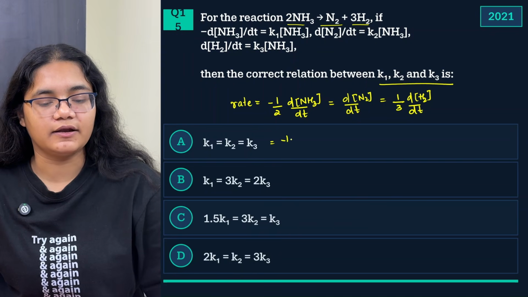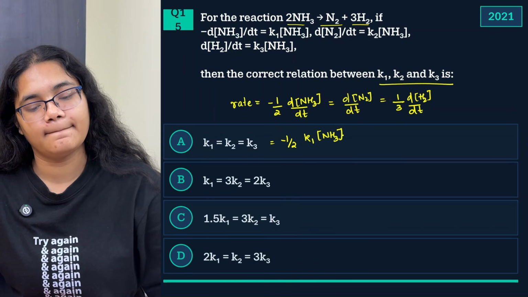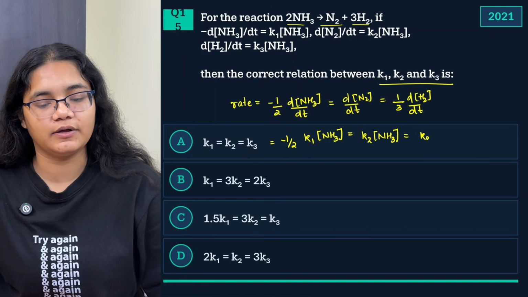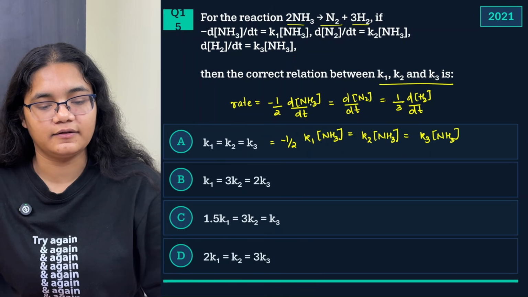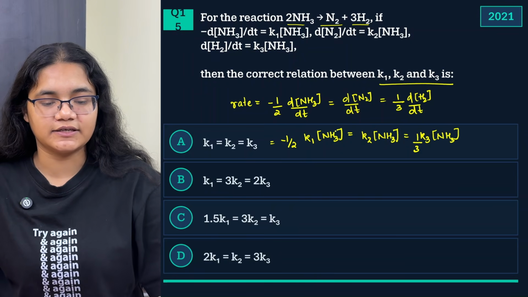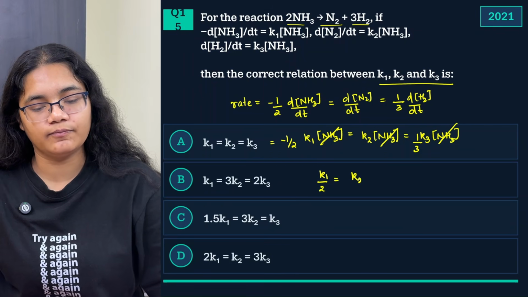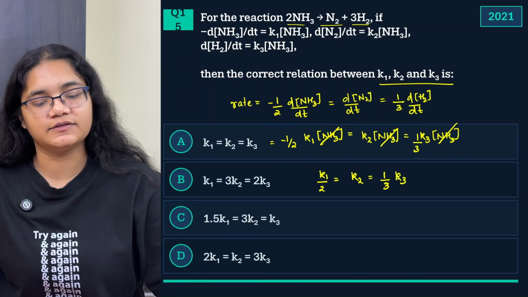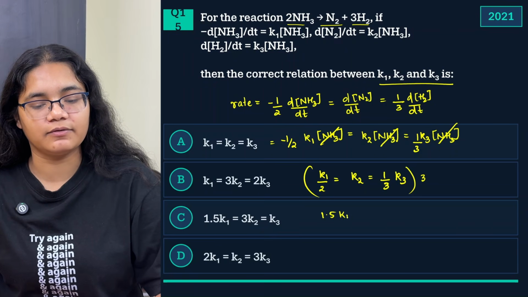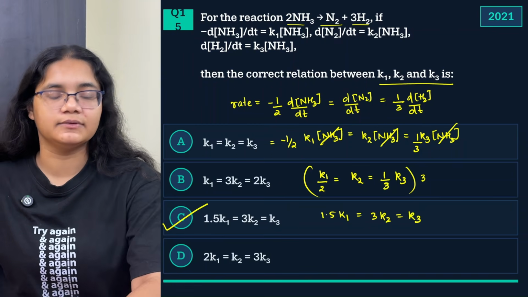Okay, now we have minus 1 by 2 of dNH3 by dt is equal to K1 NH3, that is equal to K2 NH3, and this is equal to K3 NH3. Right, this value I'm writing. Now 1 by 3 is also there. You can see that NH3 will get cancelled from all of them. So I have K1 by 2 is equal to K2 is equal to 1 by 3 of K3. Now there is no such relation, but if I multiply 3 to the whole equation, then what I will get? I'll get 1.5 K1 is equal to 3 K2 is equal to K3. So that is your option number C here.